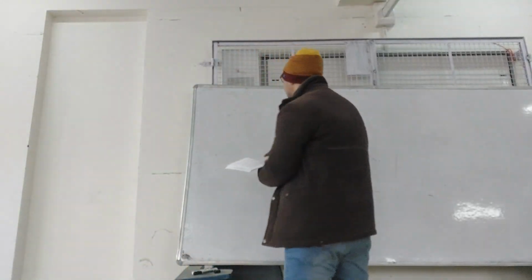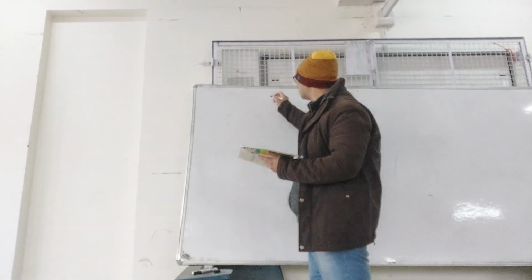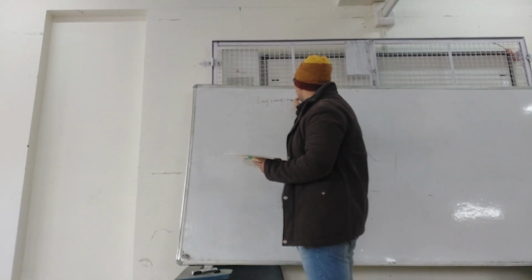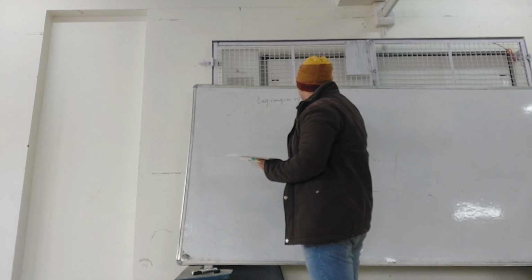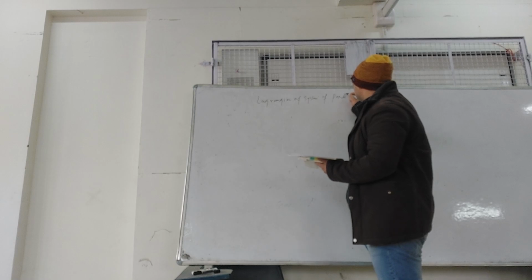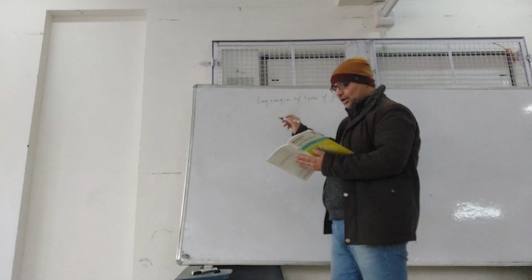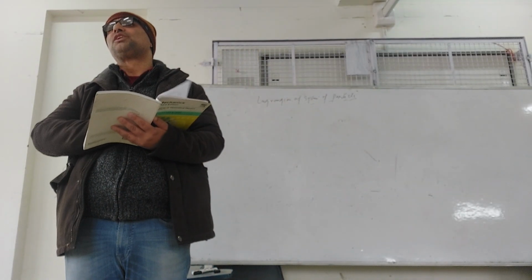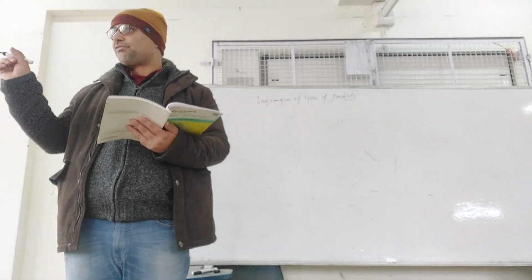So today we are going to start with Lagrangian of a system of particles. If you remember last time what we had done, we defined Lagrangian in the simplest possible case. The simplest possible case was what? Lagrangian of a free particle.